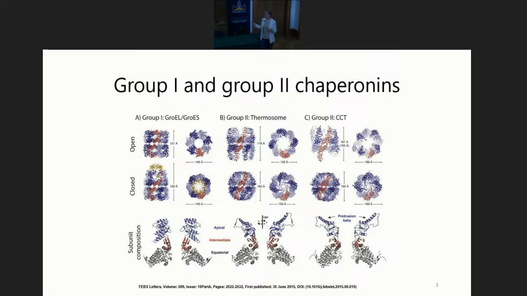Importantly, between these domains, there are so-called hinge points made of proline and histidine residues, and they allow these domains to move as rigid bodies relative to each other. And that is how you get the elevation of the apical domain and how you get the conformation that is suitable for GroES binding. So this was a basic introduction.